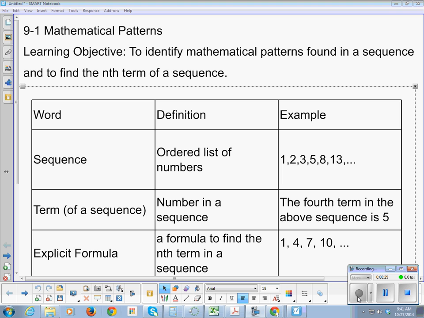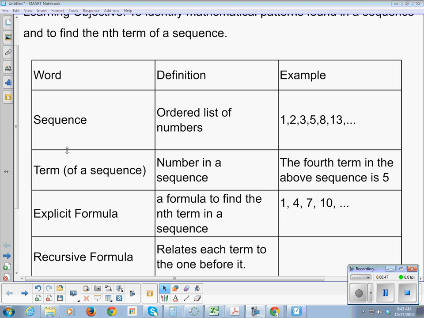term of a sequence. So we have a new topic. It's something that we've been doing for a while, but now we're going to put some words and definitions and vocab on top of it. All right, so a sequence is an ordered list of numbers.